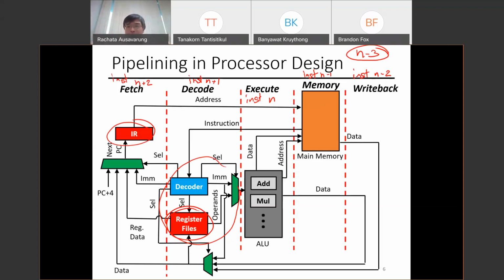Basically, from your programmer point of view, if your program crashes and you want to debug, right? If it crashes at this instance of time, you will see n minus 3. That's the last instruction.